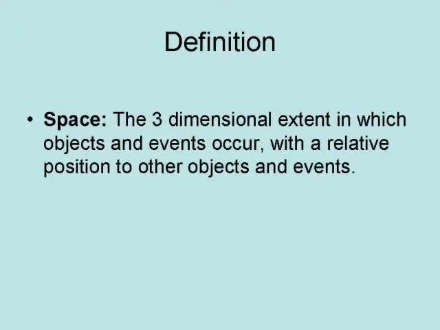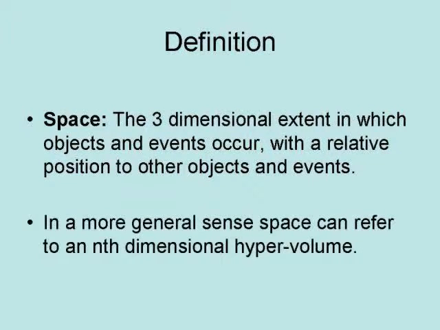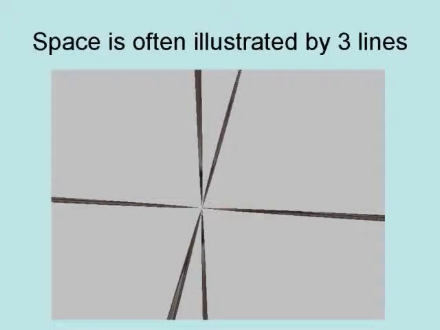Space is the three-dimensional extent in which objects and events occur with a relative position to other objects and events. In a more general sense, space can refer to an nth-dimensional hypervolume. Space is often illustrated by three lines representing the three spatial dimensions. They are the axes of a three-dimensional graph.